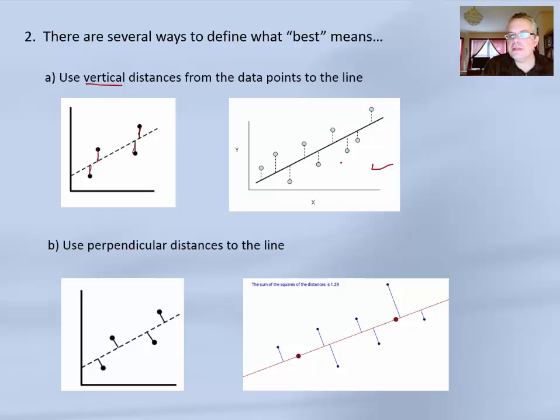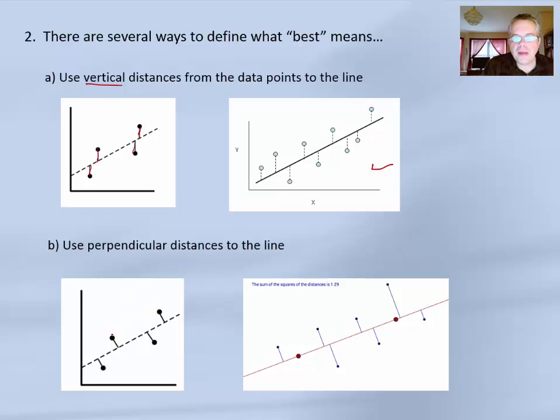The second graph is another illustration of that. See how the vertical distances are drawn in? So we could use that. The line that has the smallest vertical errors, these are like errors, how much it missed the data by, the line that has the smallest errors might be considered the best.